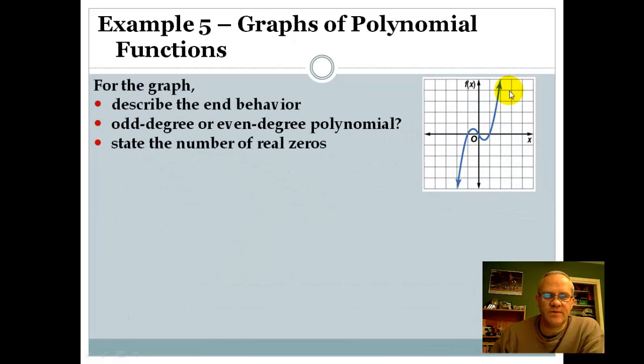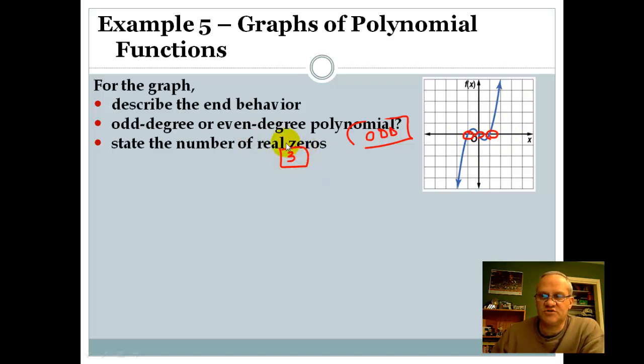Last one, okay, same thing. Let's just start with these other ones. This one, you got an arrow going up, an arrow going down, so that would be what? Even or odd? That would be odd. So we have an odd degree polynomial. How many zeros on this one? Well, you look, you got 1, 2, 3. So we have 3 zeros.